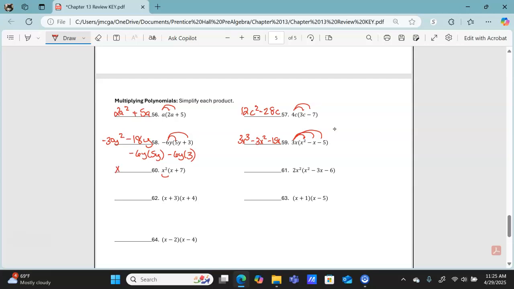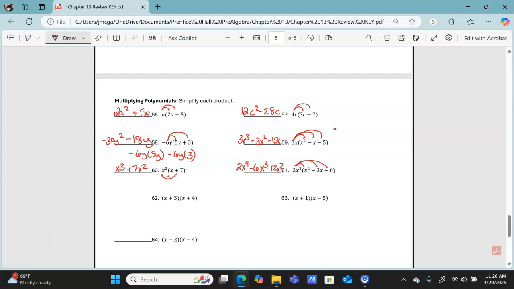X times x squared is x cubed. X squared times 7 is 7x squared. And it's positive because that's positive. That's going to be 2x to the 4th. 2x squared times the negative 3x is negative 6, and my x is cubed. And then negative 12x squared.